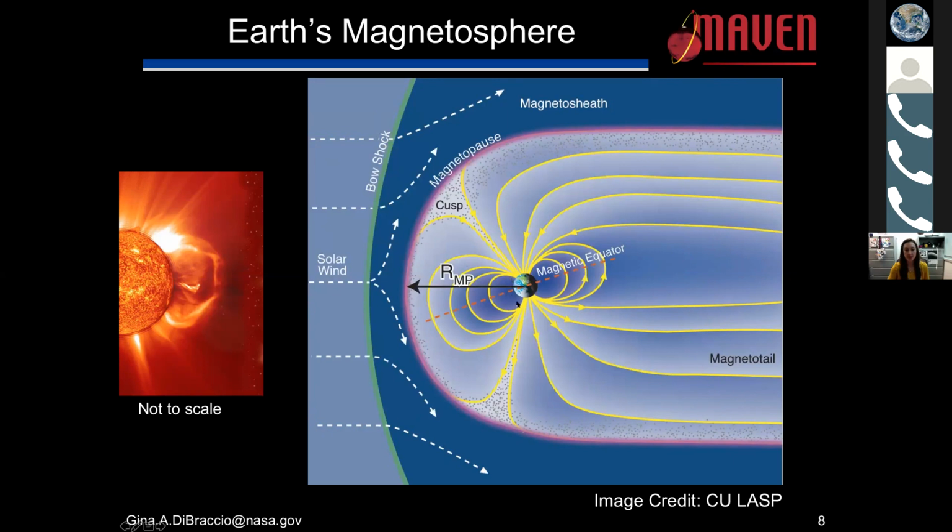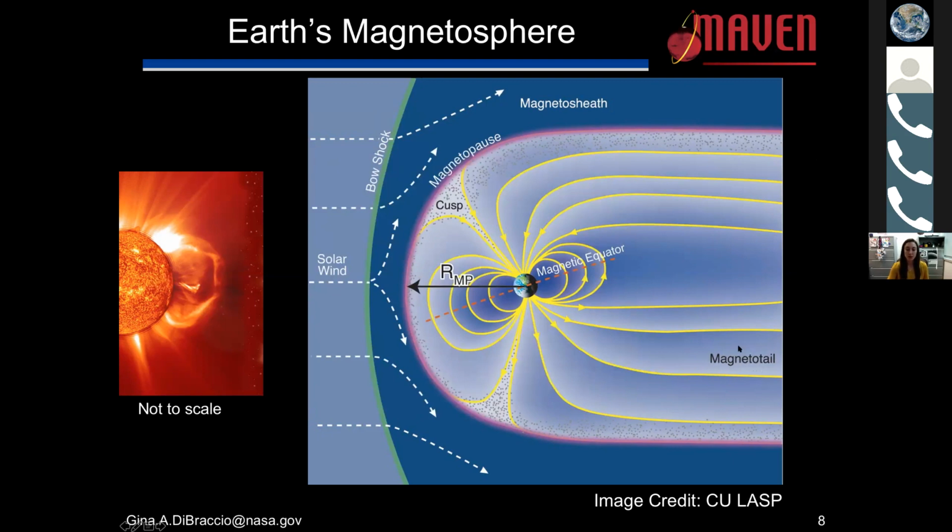Everything that is the sunlit side of the planet and the magnetic field, we call the day side of the magnetosphere. But then, more importantly and relevant to this talk, everything behind the planet and on the night side is what we call the magnetotail. So that's highlighted here in this text. So this is the magnetotail.